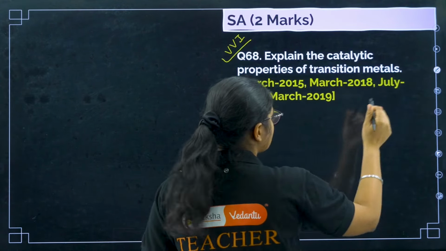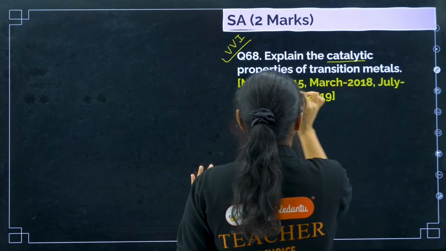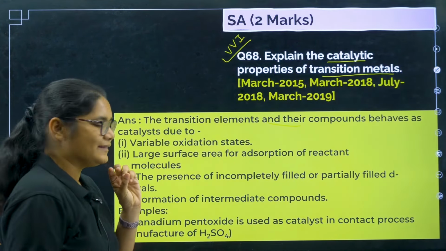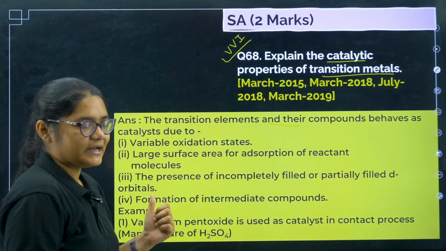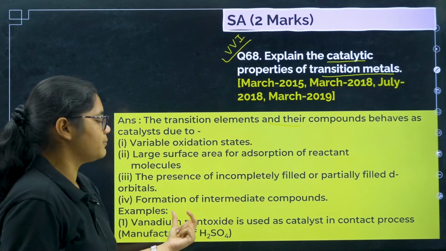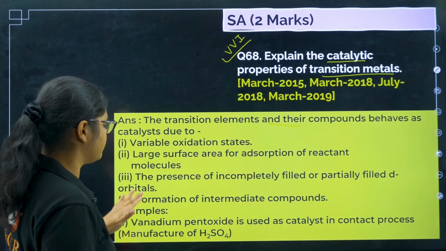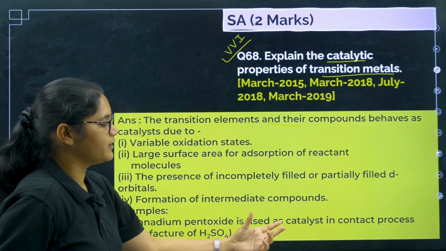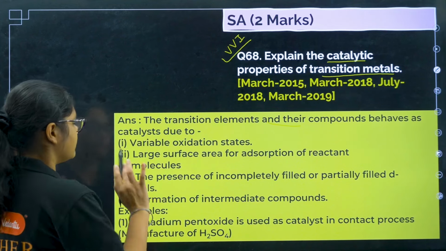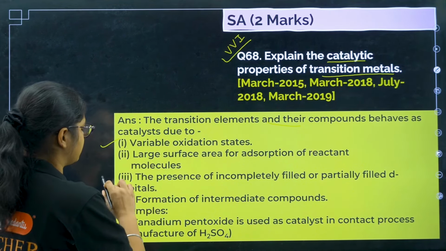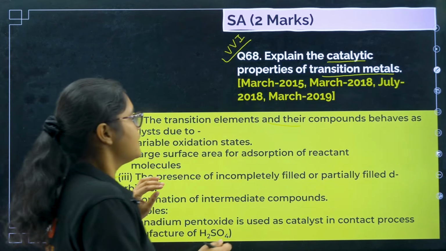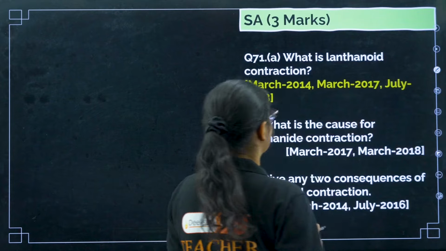First question is: explain the catalytic properties of the transition metals. What is the reason for catalytic property? You can write down any 3 points: variable oxidation state, large surface area for adsorption, presence of incompletely filled d orbitals, formation of intermediate compounds. Here are the 4 points. Example you can write down: V2O5 is used as a catalyst in the contact process. The most important points are variable oxidation states, presence of incompletely filled d orbitals, and formation of intermediate compounds.